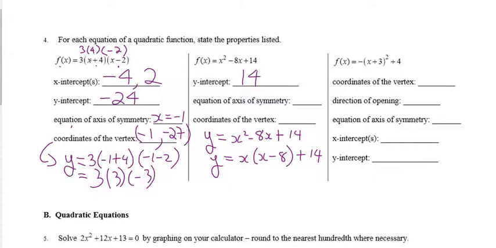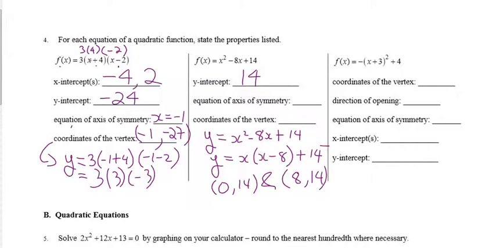If x is 0, what's y going to be equal to? 14, right? So from this equation, if x is 0, y is 14. If x is 8, what's y? If x is 8, that becomes 0, which makes this 0, and we end up with 14. Okay, what do we have? We have 2 points on a horizontal line, one at 0, one at 8.